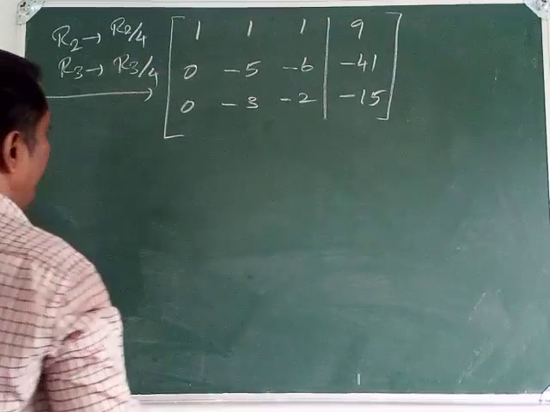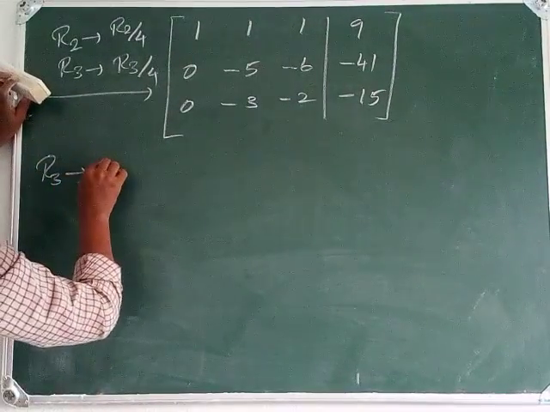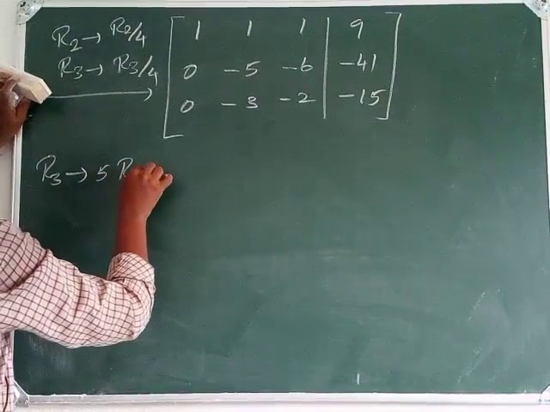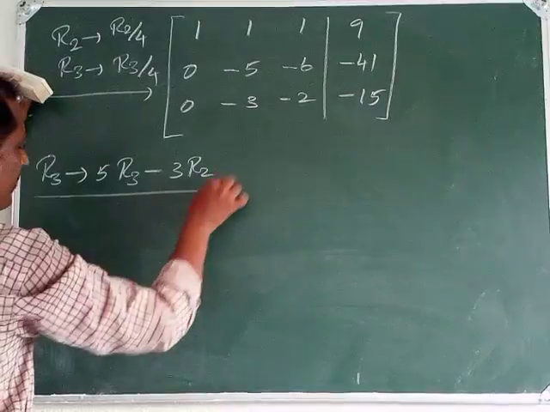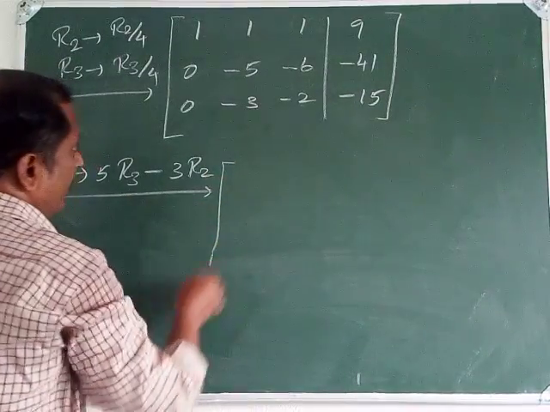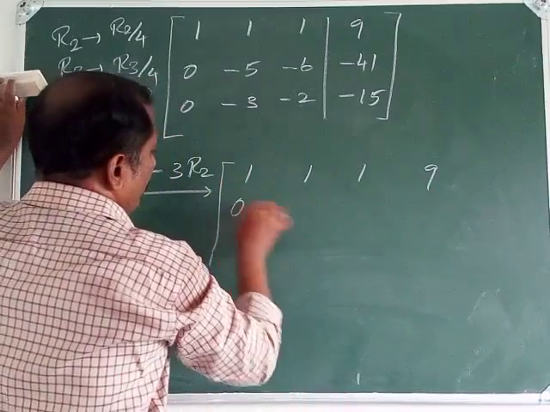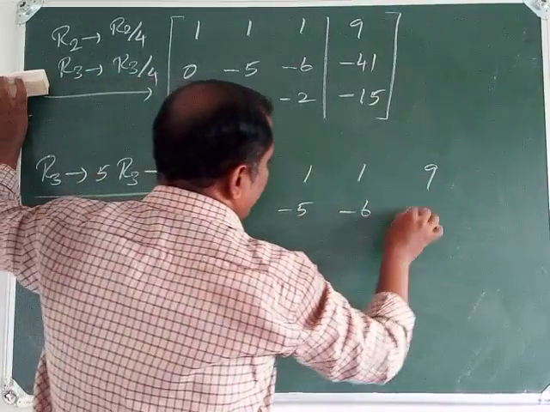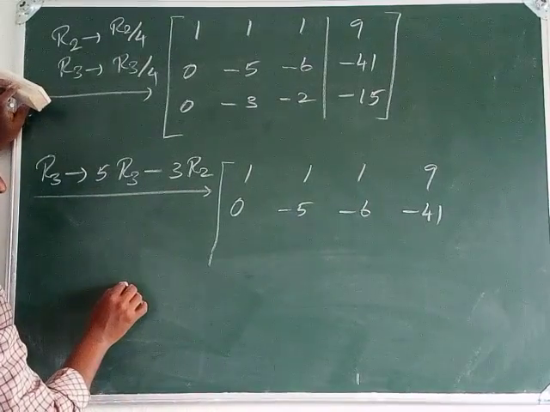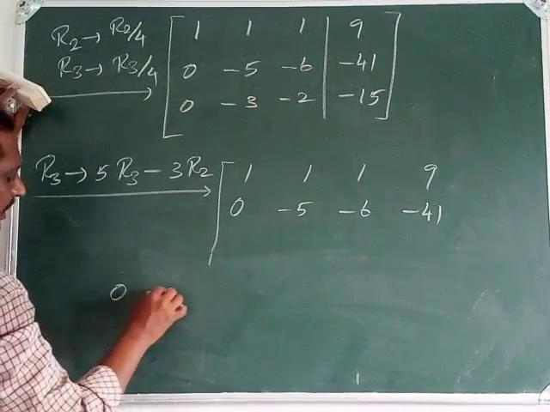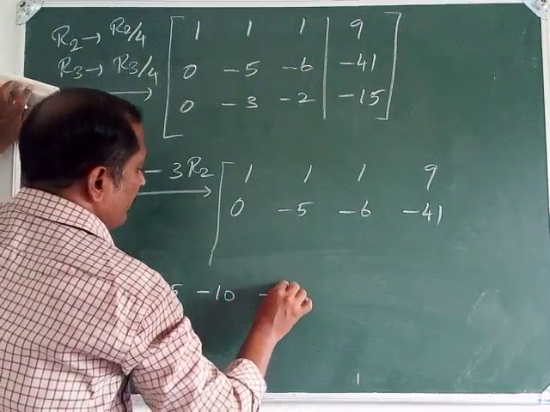And then after that, the third row becomes 5 times the third row minus 3 times the second row. So 1, 1, 1, 9, 0, minus 5, minus 6, minus 41. The third row is multiplied by 5, so minus 15, minus 10, minus 75.